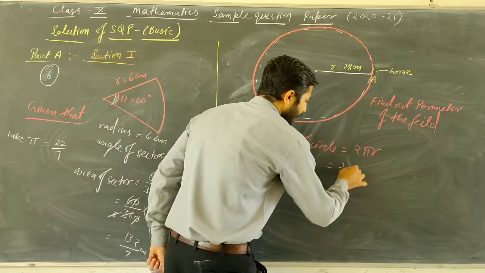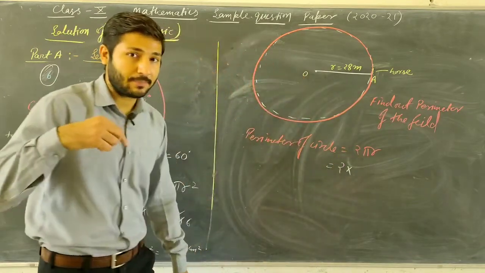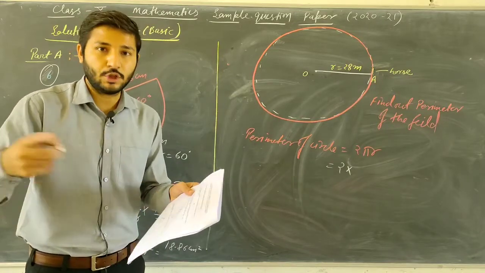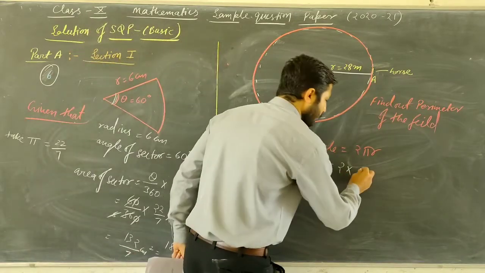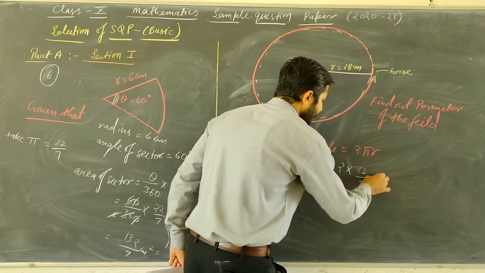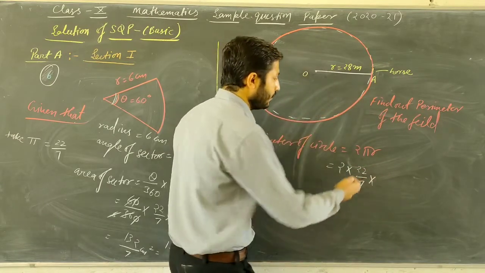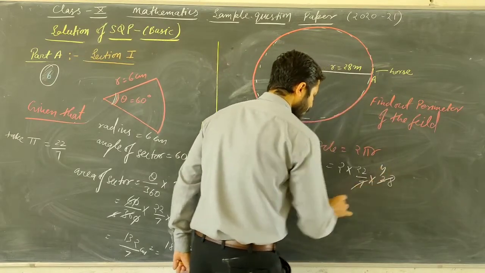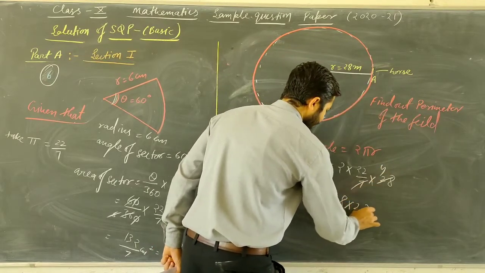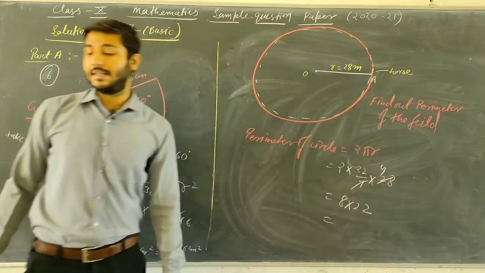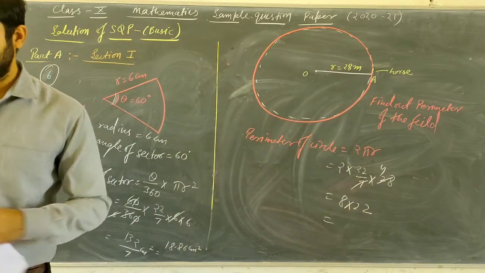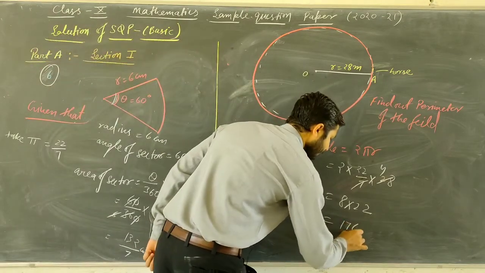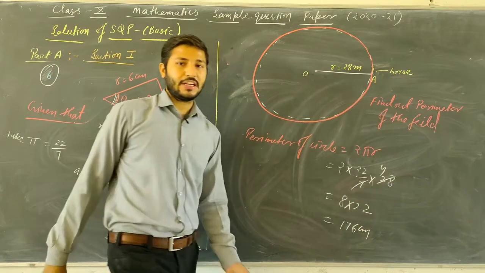The value of pi in this question is given to you. Pi is equal to 22 upon 7. Take pi as 22 upon 7. When it is given in the question, you have to mention 22 upon 7 into r. What is your radius? R is 28. When you simplify, 4 8s are 22. So your final answer is 176 centimeter.